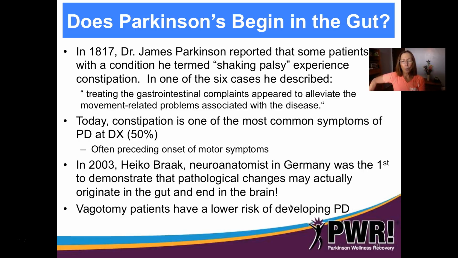Dr. Braak, who we talked about, the neuroanatomist in Germany, was the first to demonstrate that the pathological changes may actually originate in the gut and end in the brain. And it's interesting, remember how I said that the vagus nerve innervates the intestines, and they track this alpha-synuclein going from the lining of the stomach, inside and up through this nerve. People that have that nerve cut for specific types of illnesses have a lower risk of developing Parkinson's disease. So that does seem like it is an entry point into the nervous system.